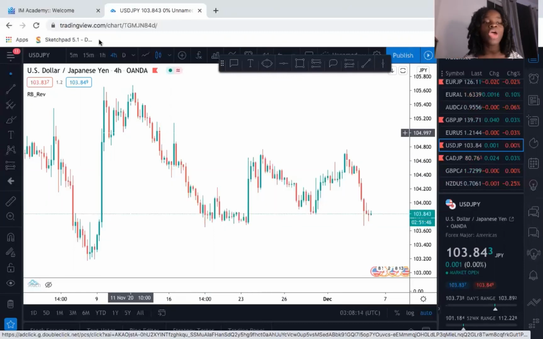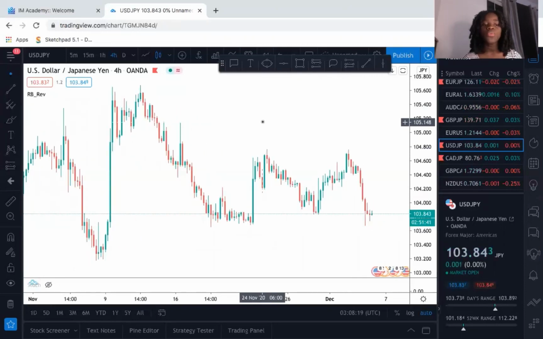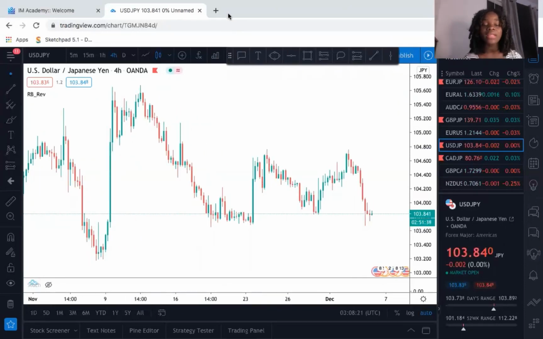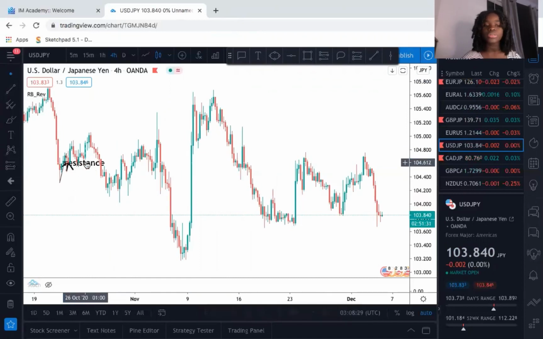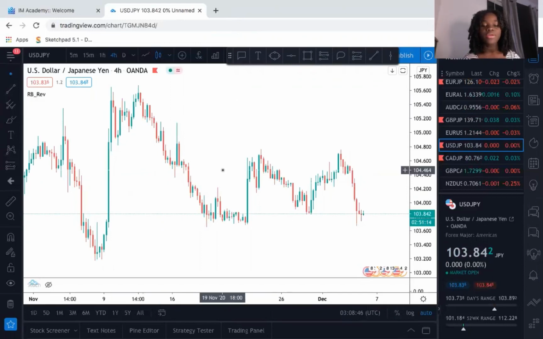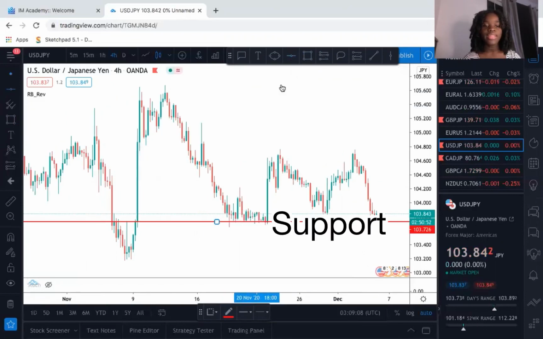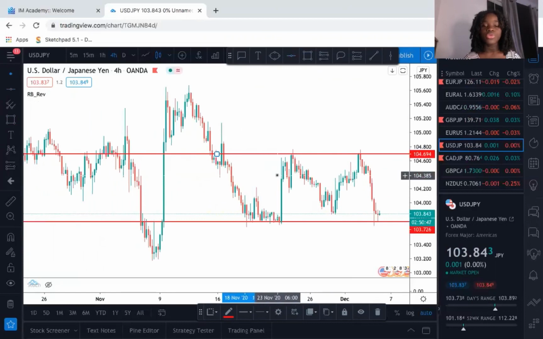So here we have USD JPY, the US dollar versus the Japanese yen. When you're looking at the market, first you want to look at the chart on a higher time frame. So first we're going to look at the 4 hour, seeing what the market is doing long term. Meaning that if we're on a 4 hour time frame, each of these candles is 4 hours. We notice this pattern that's going on here. So I'm going to mark the support, and then I'm going to put one at the resistance. You need 3 touches.